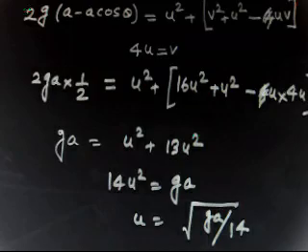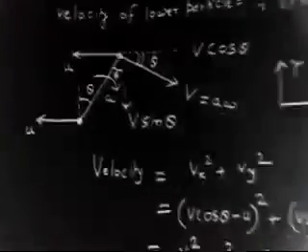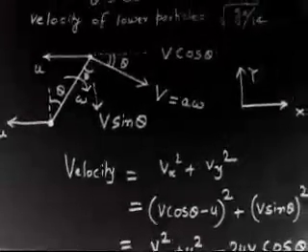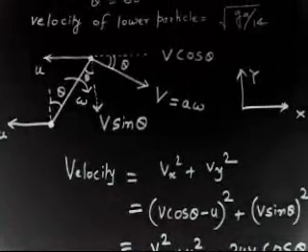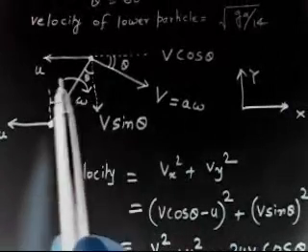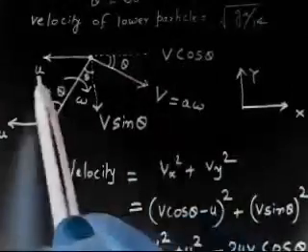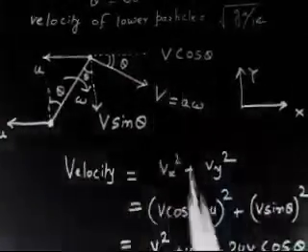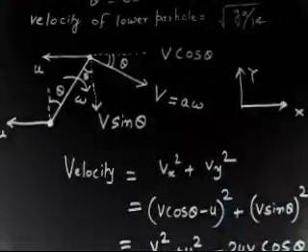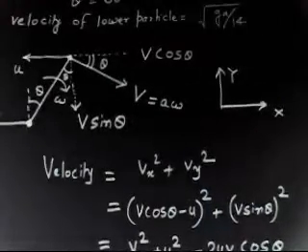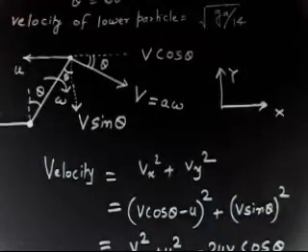Another important point is the resultant velocity. Sometimes people get confused. The resultant velocity is the square root of Vx square plus Vy square. So Vx is u minus V cos theta, or V cos theta minus u if you take this side positive, plus V sin theta whole square. So the resultant velocity is also important. Many people confuse these ideas. We'll discuss the next problem.